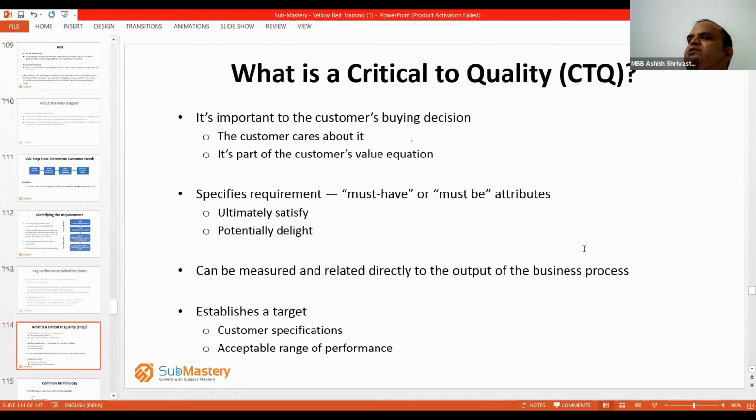What is critical to quality? It is important to the customer's buying decision. The customer cares about it. It is the must-have requirement, or must-be attribute, of the customers. So definitely you need to target this critical to quality.